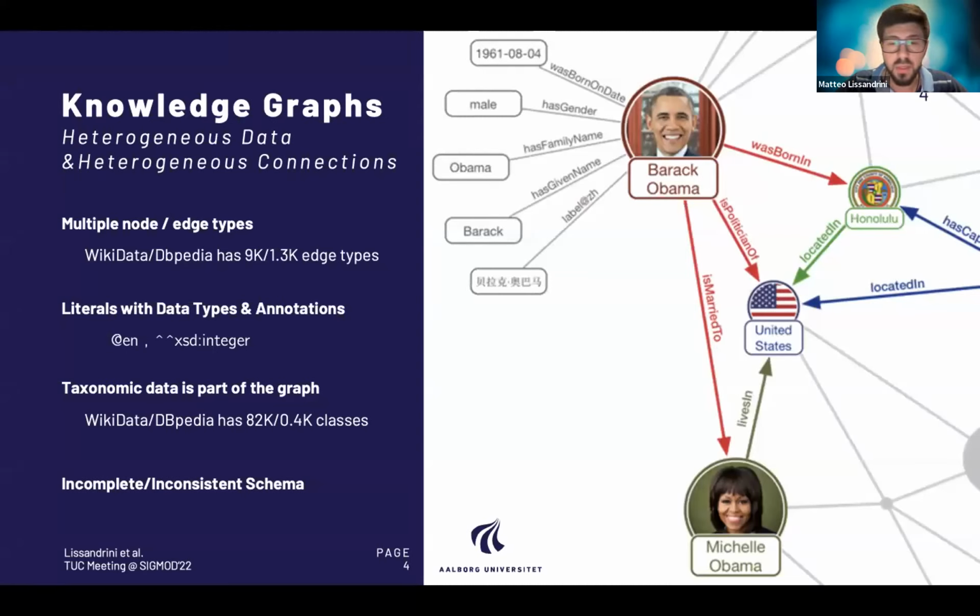Of the many things that we can talk about regarding knowledge graphs, I would like us to keep in mind that we are talking about very heterogeneous repositories. Our analysis shows thousands of edge types in Wikidata and DBpedia, a lot of different ways to store literal data, with annotation of many different types. And of course, the taxonomy is part of the graph itself. So it's not a schema on the side, it's something inside the graph, and for this reason it is also incomplete and inconsistent, similar to what Angela just discussed.